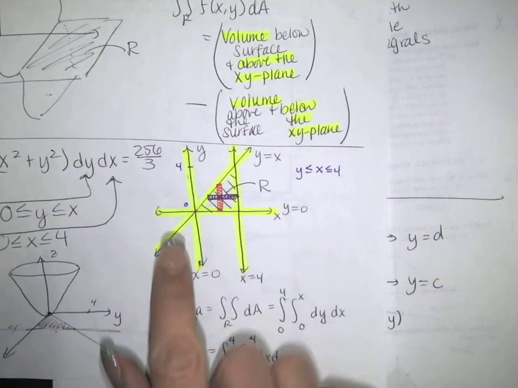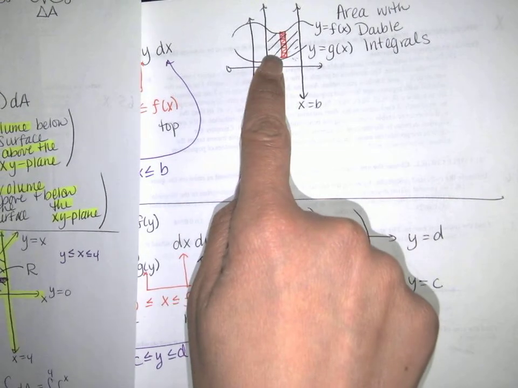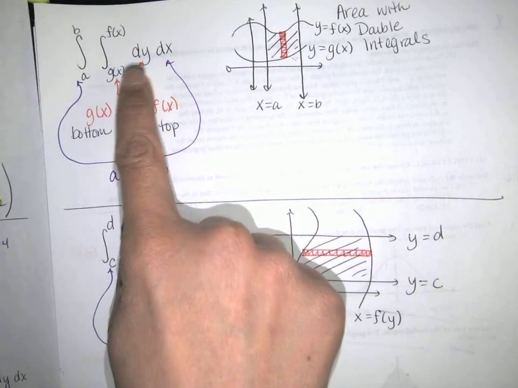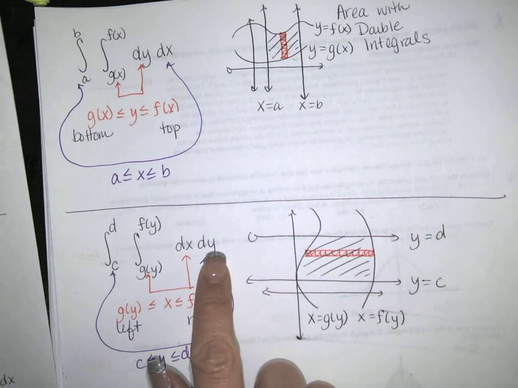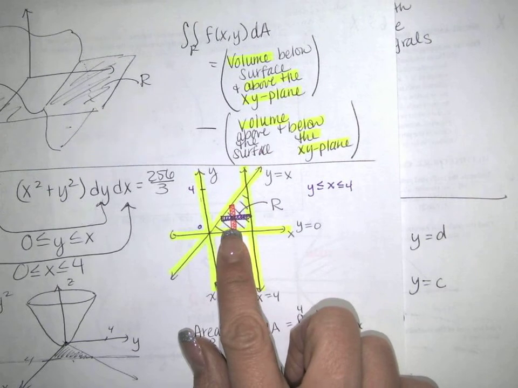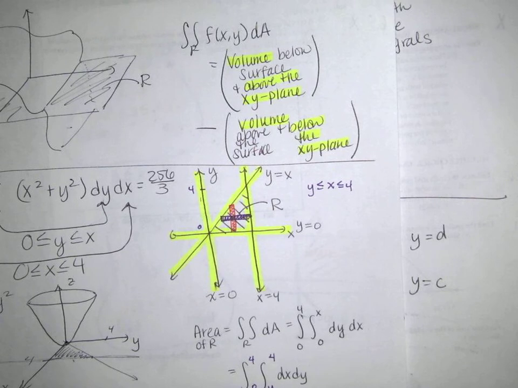But my point is, for right now, if it looks like this, do dy first then x. If it looks like this, do dx first and then y. If it's ambiguous like this, you can usually do it both ways, and either one is fine.